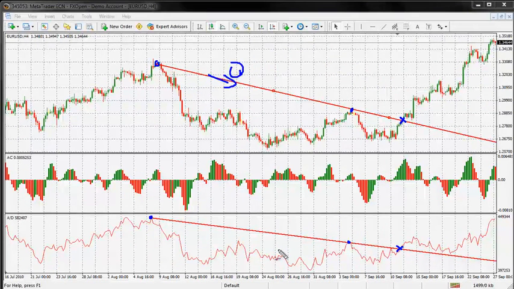This is 1, 2, our trigger, alright, and 3, our confirmation. Now our confirmation is right there, and we've got green bars above the vertical scale, so we can go long.